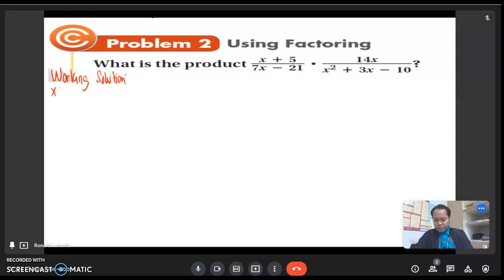So x + 5, we know that x + 5 is already in simplified form. It's also x + 5.